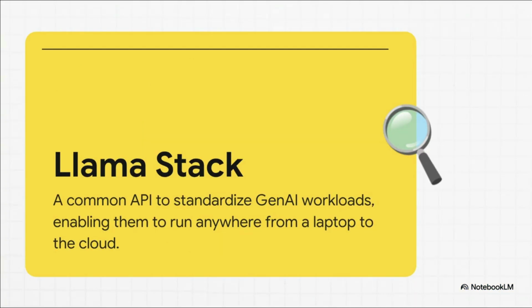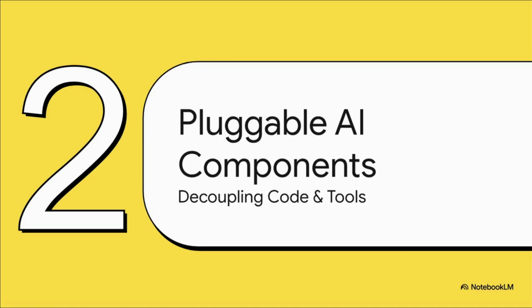So what is it really? Here's the most important thing to get. Llama Stack is a single, common, central API for all your GenAI stuff. It's designed to standardize all the different layers, so your app can run the same way whether it's on your laptop or in some massive enterprise cloud. So let's peel back the layers a little bit. How does this actually work? How does having one API really make a developer's life that much better?